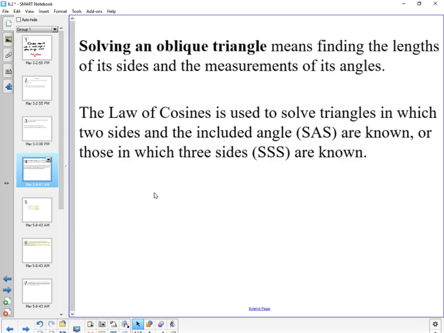Let's get to it. Okay, so we kind of had this definition already the last time we talked about solving oblique triangles. It just meant that you were finding all of the lengths of the triangle and all of the angles of the triangle, correct? Questions on that?